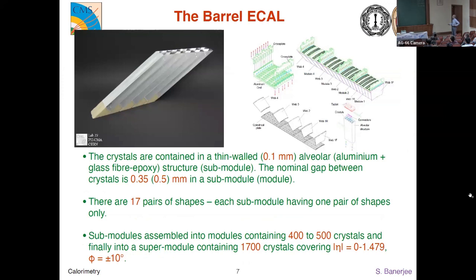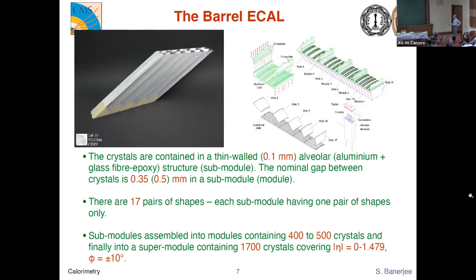You cannot just put crystals like that; they have to be put into some sort of material, and we have a material called alveolar, which is a mixture of aluminum and glass fiber epoxy structure, and they are put in a submodule. The normal gap between the crystals in the submodule is 0.35 millimeters. Once you make a submodule, several submodules are put in a module, and the module-to-module separation is about 0.5 millimeter. You have to keep this in mind: there is a gap, a space where you can lose some energy.